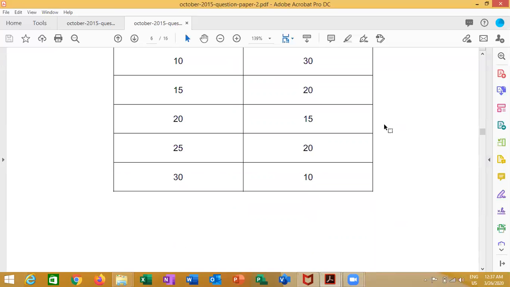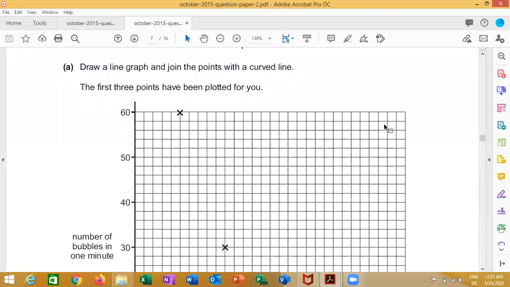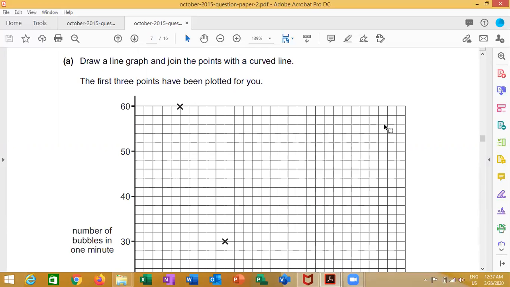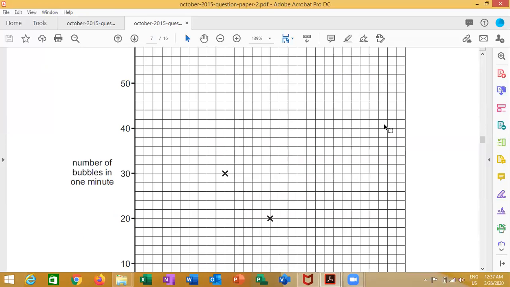So read the information well, then draw a line graph and join the points together. Number 1, I want you to plot the points first, then draw a smooth curved line. In the drawing here, guys, you should exclude the point that does not fit the pattern. The point that does not fit the pattern, don't draw it in your line.